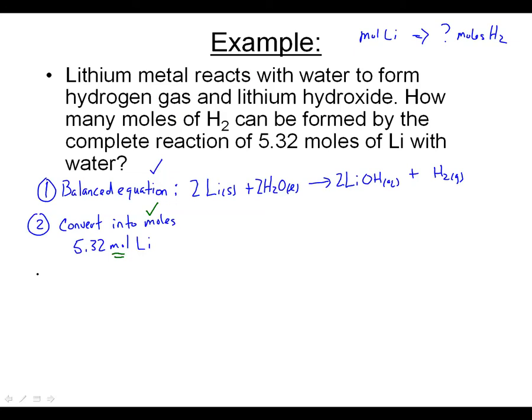And the next step in that process is to go to the balanced equation, and spell balanced right. Try that again. Balanced equation. And we want to find the 2 things we're interested in.